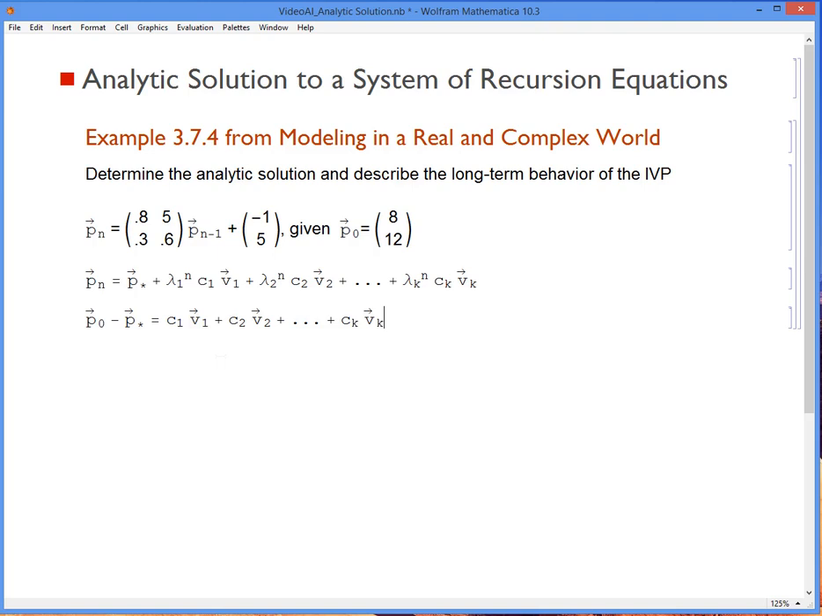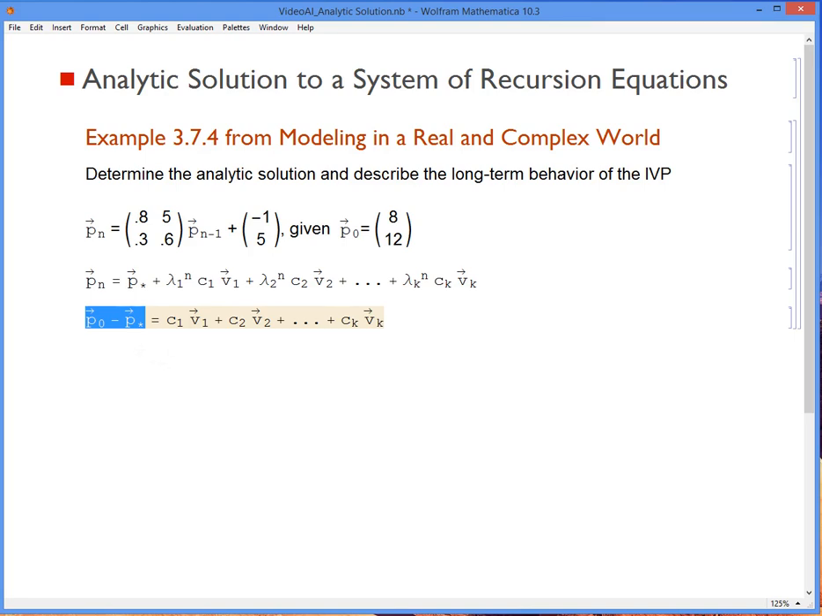Right here, so we have p naught minus p star is equal to c1 times v1 plus c2 times v2 plus ck times vk. And so to make sense of this, this p naught minus p star, that's a vector p naught minus the equilibrium vector. So the result of this operation is just another vector, right?